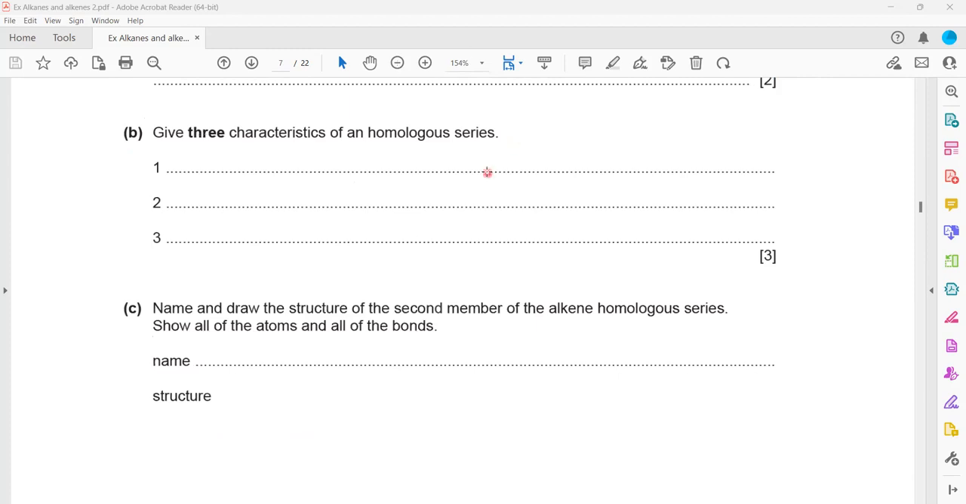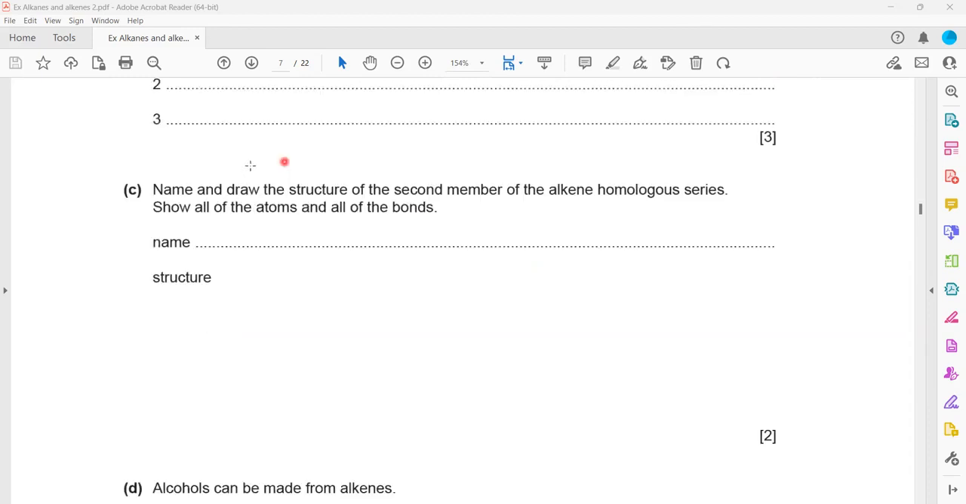Three characteristics of a homologous series: same general formula, same functional group, same general chemical properties, each member differs by CH2, same method of preparation, and gradation in physical properties. Physical properties gradually change. So that you will write here.